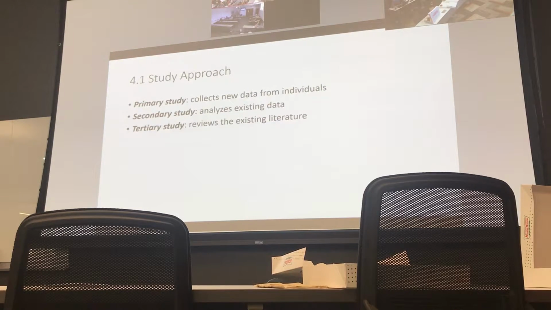And then, of course, you have tertiary studies, which review the existing literature. These are what we call systematic literature reviews. Typically, it's a couple of studies that have been published, and you're essentially pulling points from the studies to look at an overall outcome. So tertiary studies are essentially reviews of existing literature or published studies.